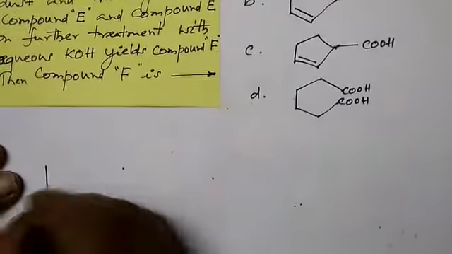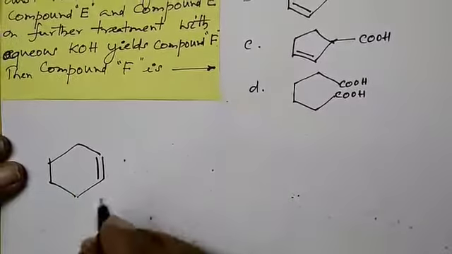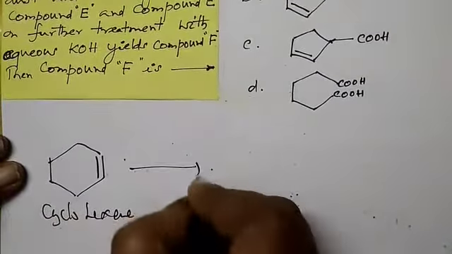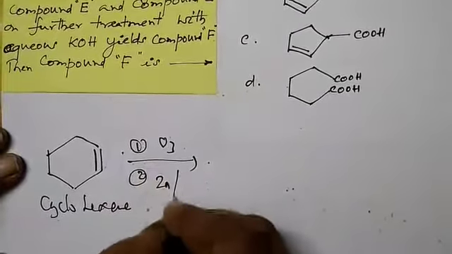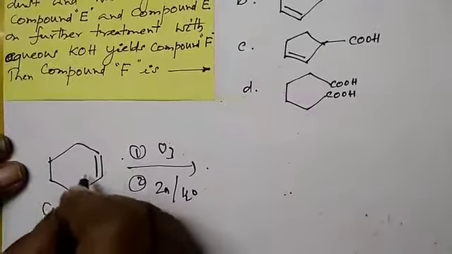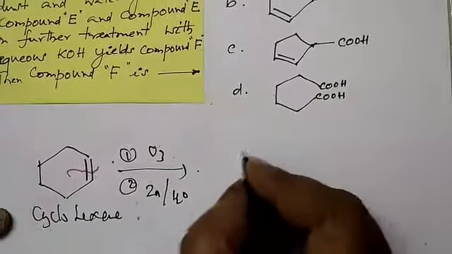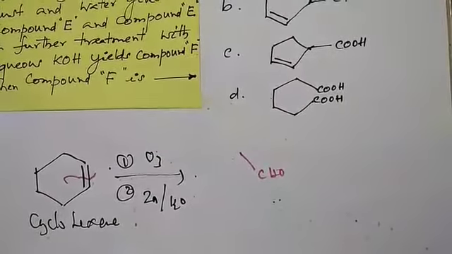First let us give the formula for cyclohexene. This is your cyclohexene, followed by ozonolysis, which is O3. The second step is in the presence of zinc dust. What should we put here? Break the bond and put the CHO. So now I am putting here CHO, and then here carbon.